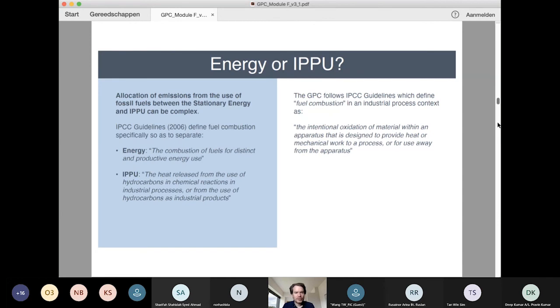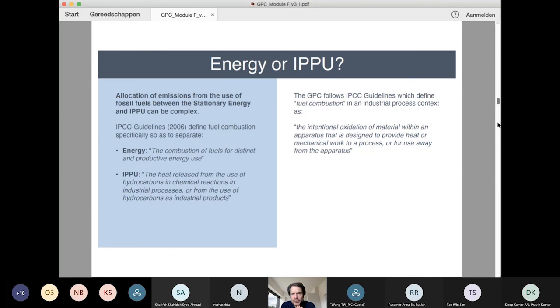IPPU is the heat released from use in hydrocarbons and chemical reactions in industrial process. So this is all the use of hydrocarbons as industrial products. So a real focus there on the release of something as part of a process, and not in terms of combusting fuels to generate energy.